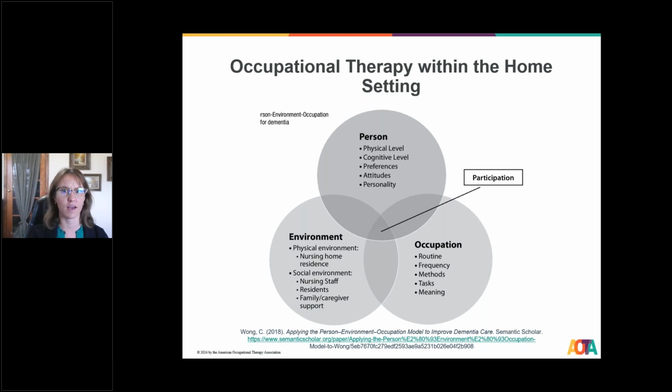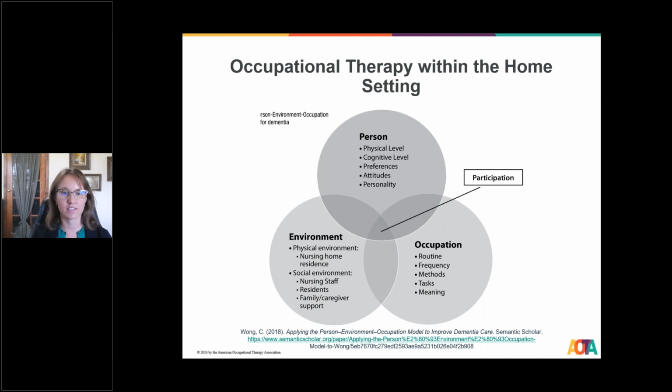And then also looking at what specific occupation. Is it, I want to be able to bathe myself? Okay, then how are the person's deficits and the environment impacting the occupation? And those occupations, again, are just anything you do throughout the day. They're habits, roles, routines. They are all the things that you do that make you you. So it's looking at that lens.